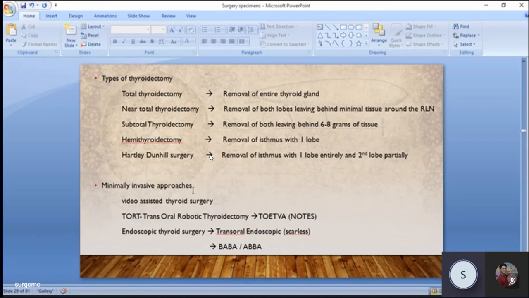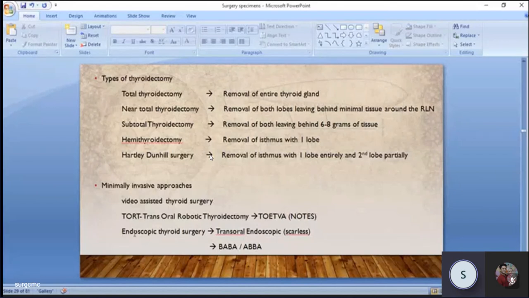There are certain minimally invasive procedures that can be asked to you, but they are more of a postgraduate level question. But you should know the terms at least. What is video assisted? There are minimally invasive procedures known as VATS, video assisted thyroid surgery, then transoral robotic thyroidectomy, and transoral endoscopic thyroidectomy vestibular approach. That is a NOTES, natural orifice transluminal endoscopic surgery. So by NOTES also we can remove the thyroid by the vestibular approach.